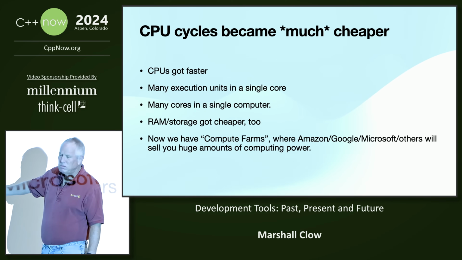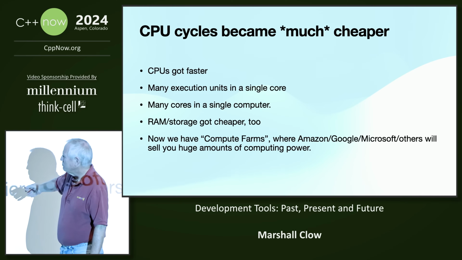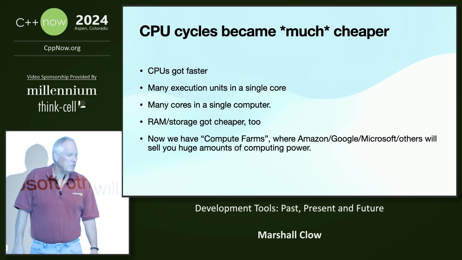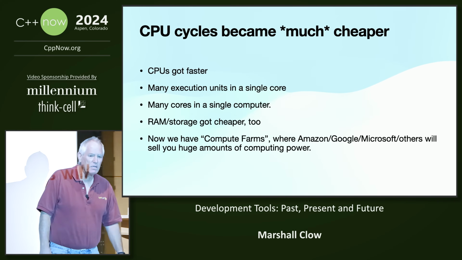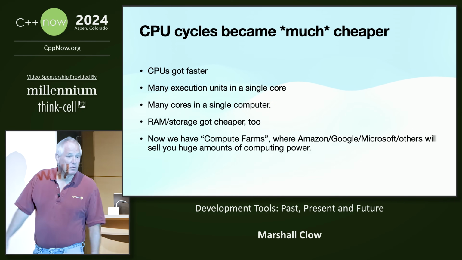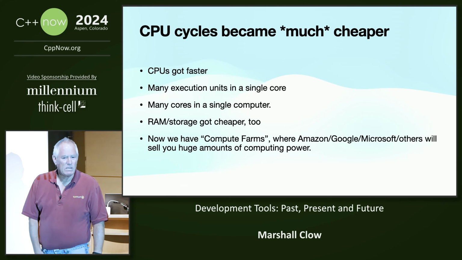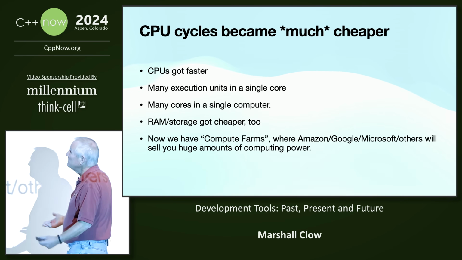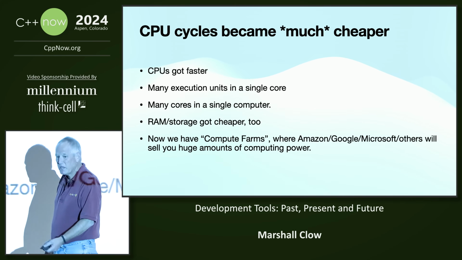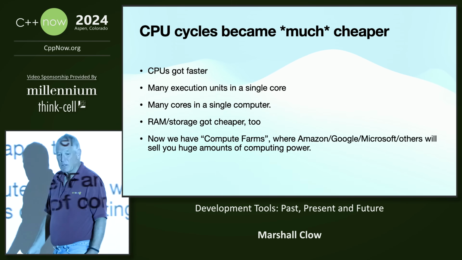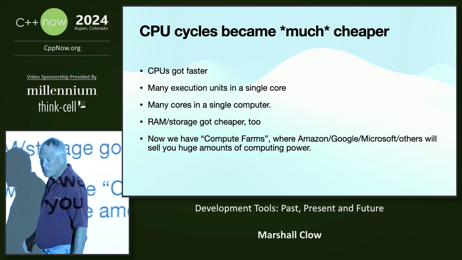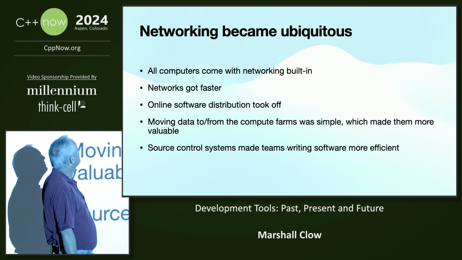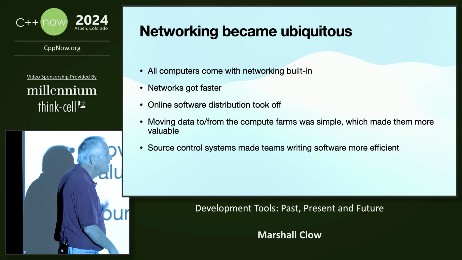And also, when did they start doing this? This was 2010, when Amazon and Microsoft and so on started basically having compute farms for sale. There were probably ones before this, but these are the ones that I know about today. But basically, the overarching thing is CPU cycles got much, much cheaper. Storage limits were much less onerous. But how did that affect developer tools? Well, we'll get to that.